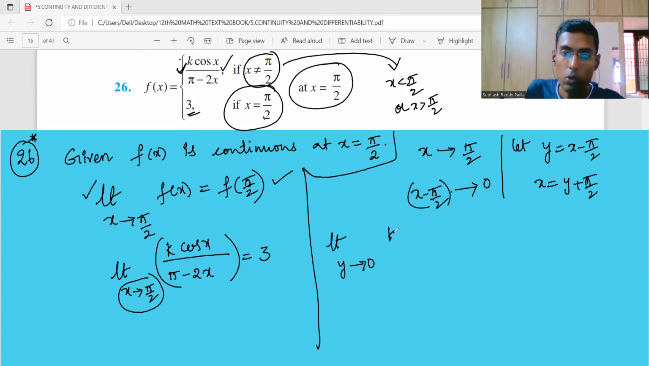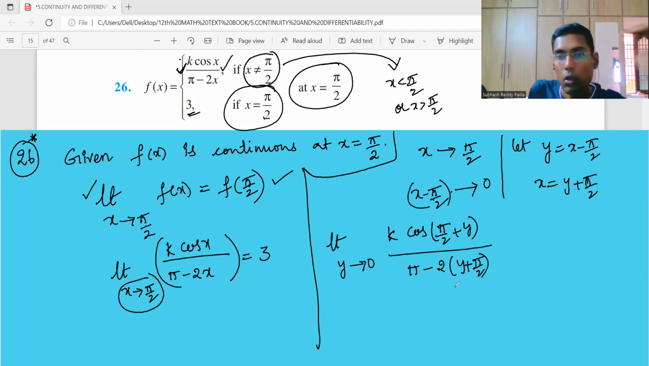So here k into cos of x is cos of pi by 2 plus y. We are writing everything in y terms. Pi minus 2x, otherwise 2 into x is y plus pi by 2. Everything is clear here. I am converting everything into y. And this is what is 3.